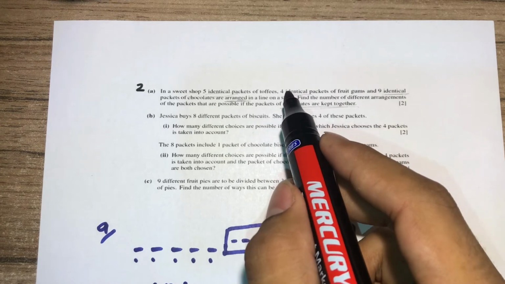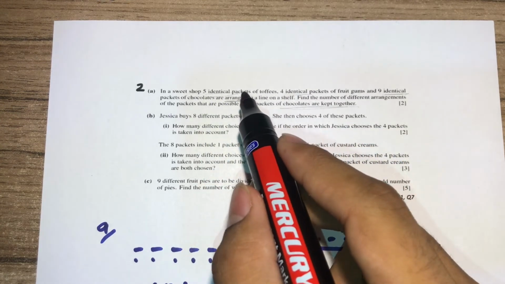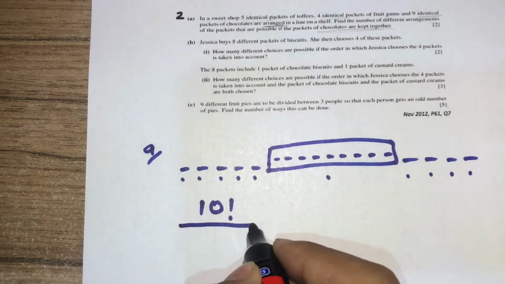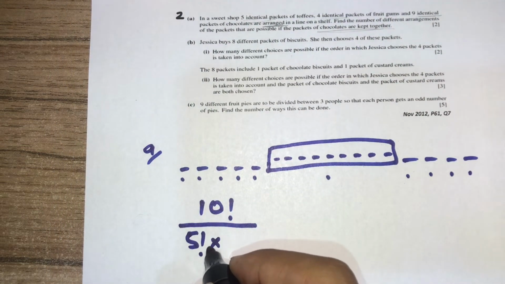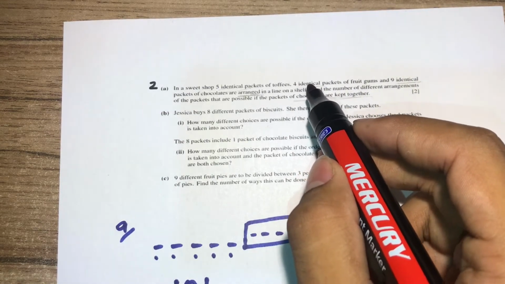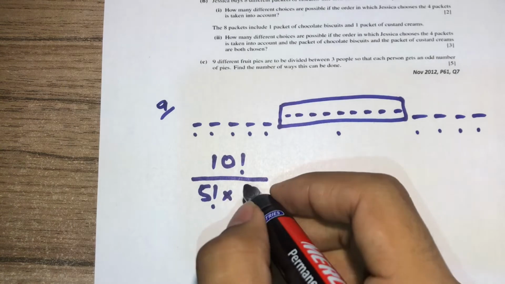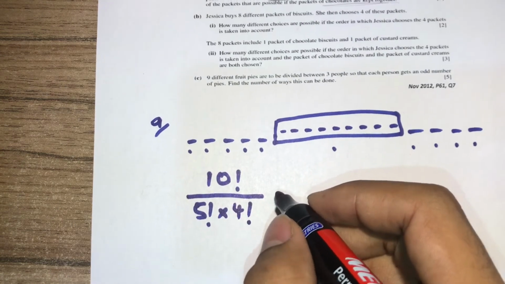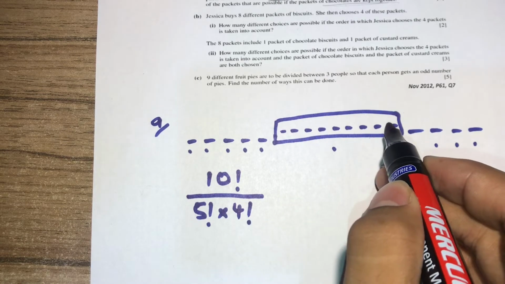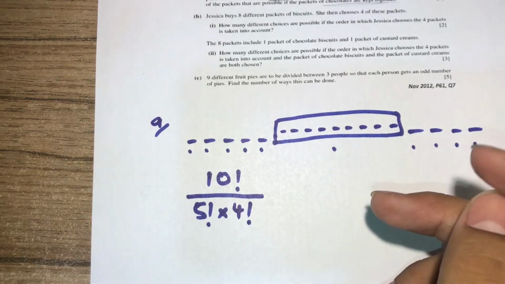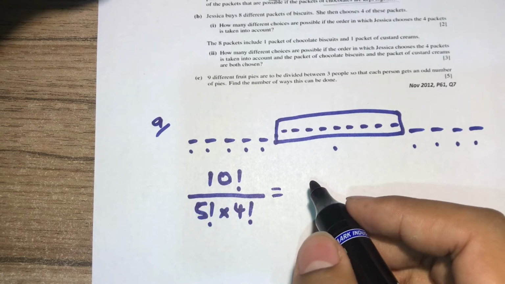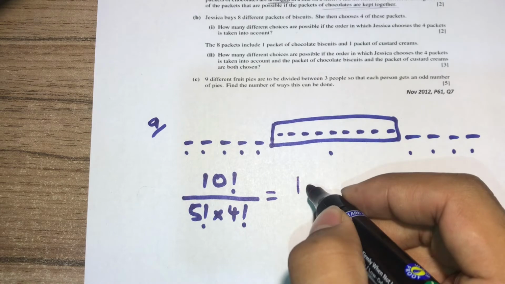Now the toffees are all identical. So to avoid repetition, we'll divide this by 5 factorial. And then again the fruit gums are all identical, so to avoid repetition we'll divide it by 4 factorial again. And because the chocolates are all identical, we cannot arrange them, as arranging them will give the same order. So this will be the final answer, that is 1260.